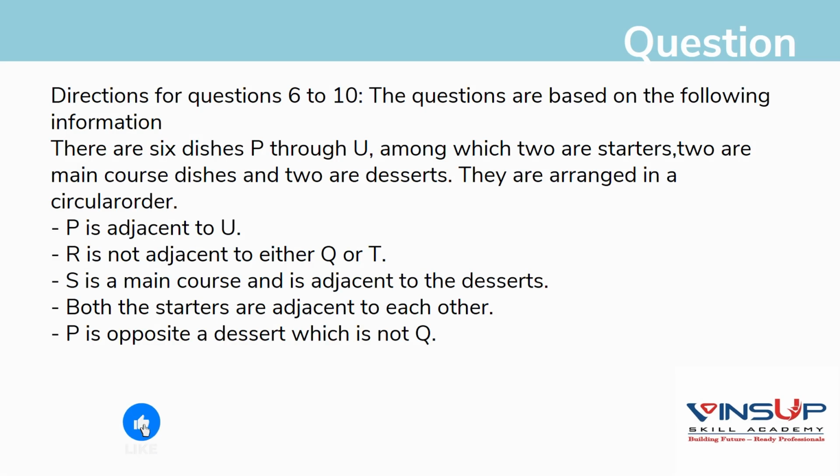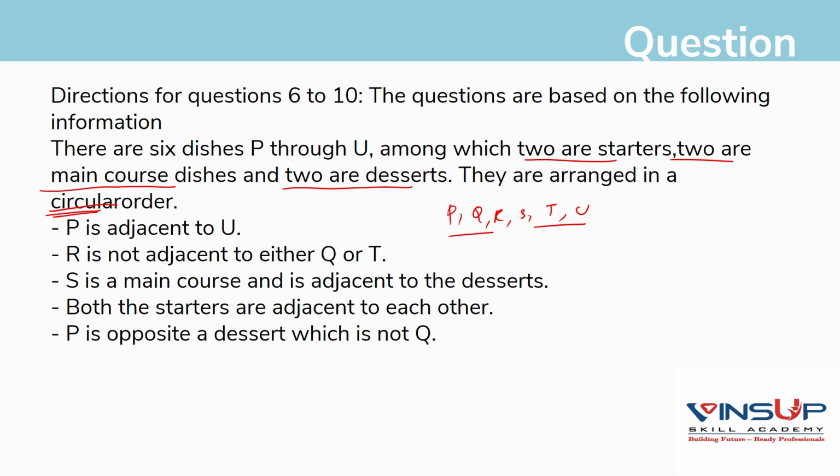This question is a little bit tricky, so concentrate to understand it. There are six dishes, P through U: P, Q, R, S, T, U. Two are starters, two are main course, and two are desserts. They are arranged in a circular order, which means this is a circular type of arrangement.